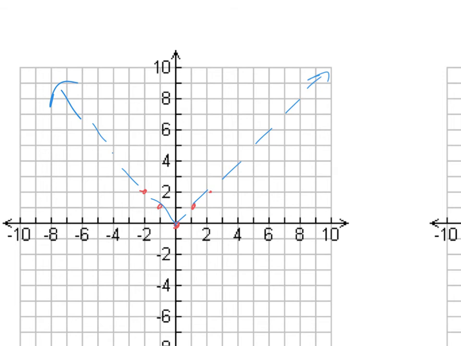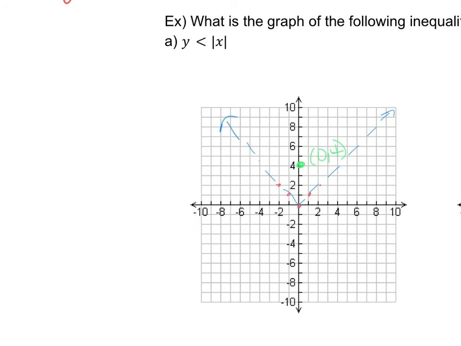Okay, I'm gonna pick a point. Let's pick this point right here. So that point right there is 0, 4. Notice I did not pick 0, 0 because I can't, right? That's where your vertex is. It's on the line. So you're going to have to pick a different point. So I need to plug in, is 4 less than the absolute value of x, which in this case is 0? So is 4 less than 0? No, it is not. Therefore, we need to shade on the opposite side.